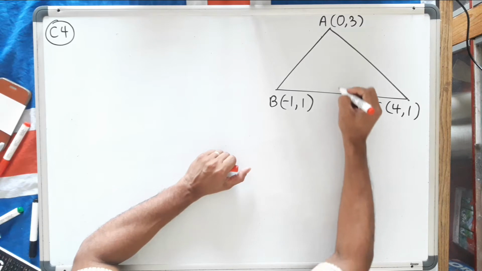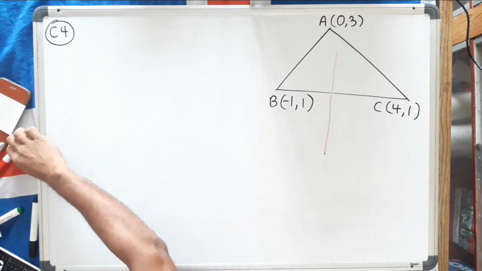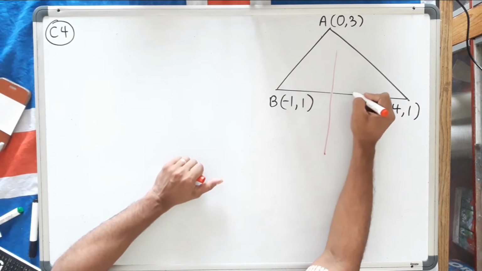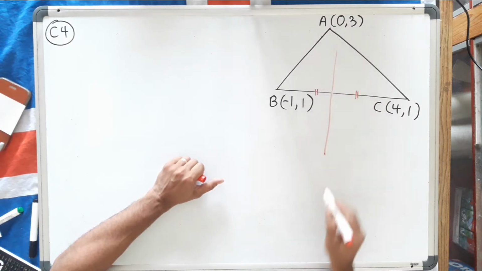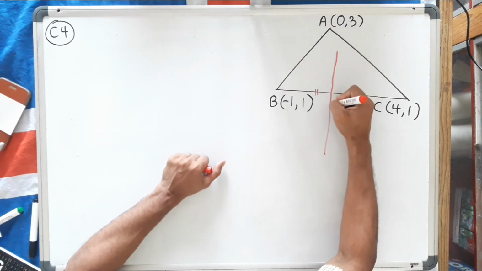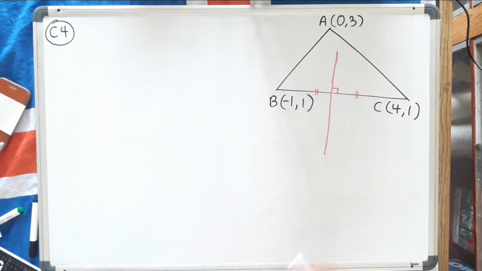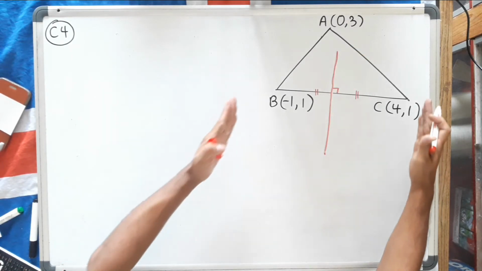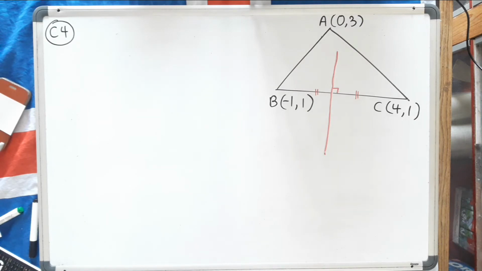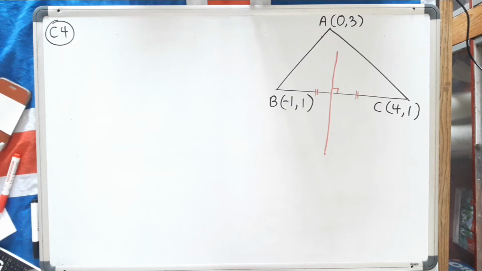Now, you all remember what a perpendicular bisector is? It's a line that cuts a line in exactly half, making this part equal to that part. And since it's a perpendicular bisector, it will cut the line also at right angles. So the red line is the perpendicular bisector of BC. Here's obviously the midpoint.